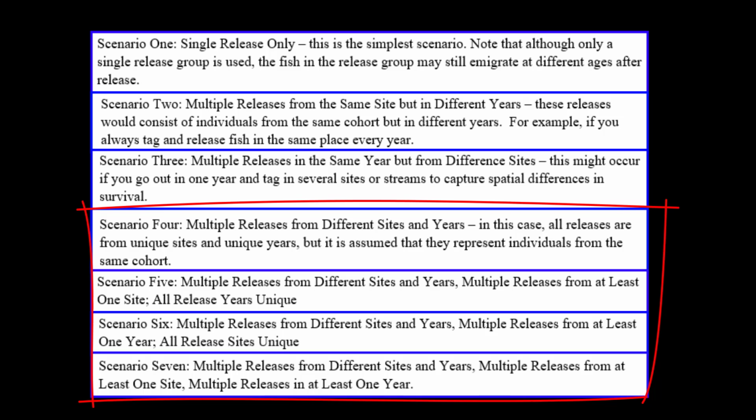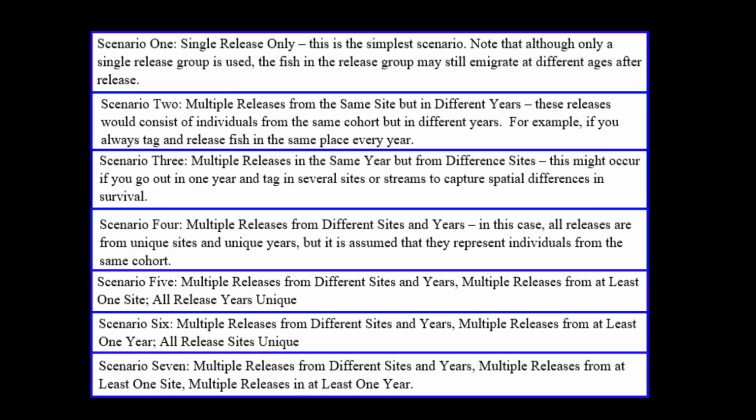There are several ways to have releases from multiple sites and multiple years depending on if the releases are replicated over either site or year. BasinTribPit will identify the correct scenario based on the structure of the dataset and fit the models available for that scenario. The user is not responsible for identifying the scenario.